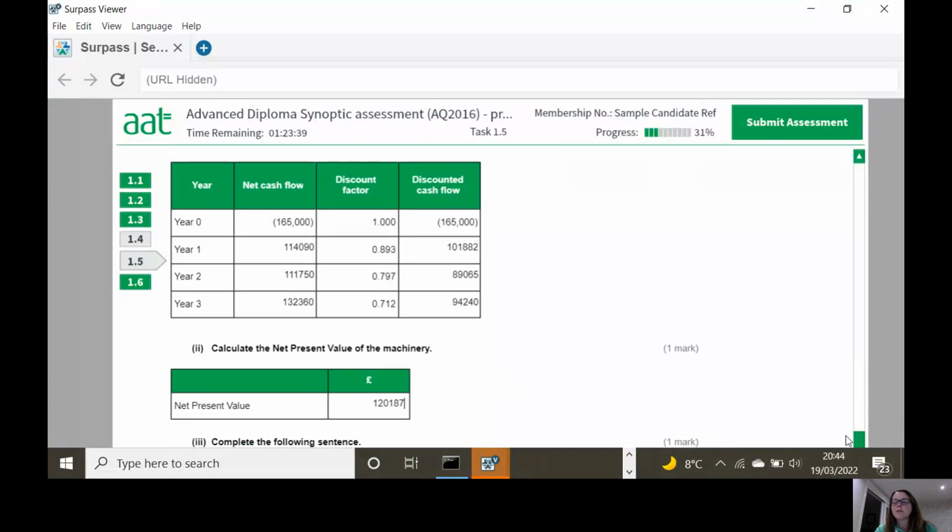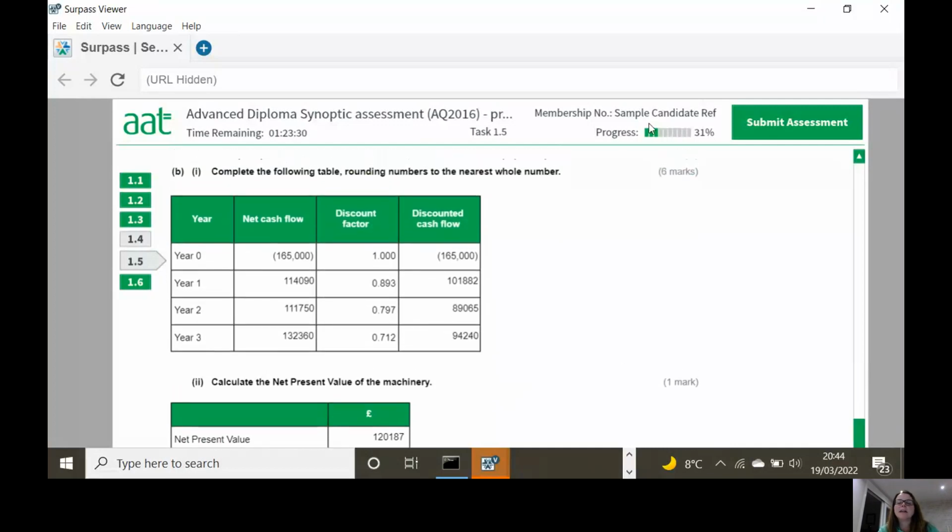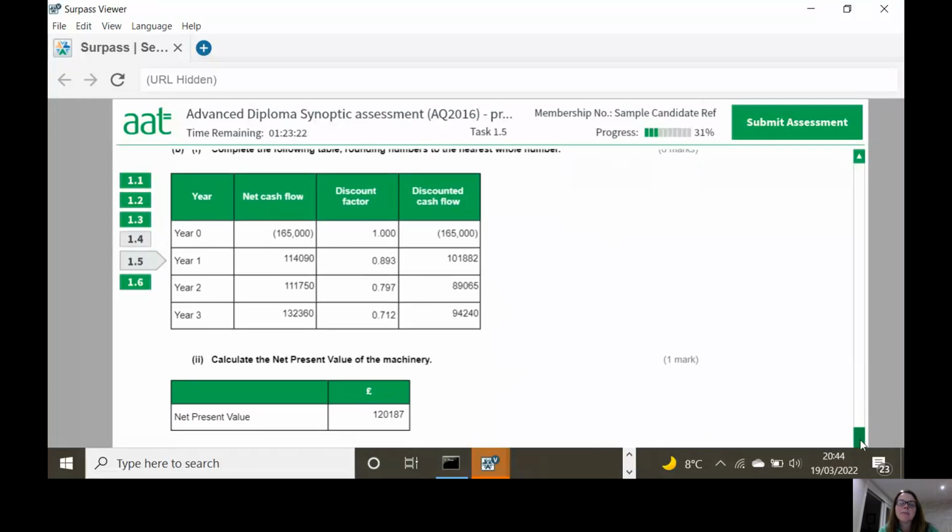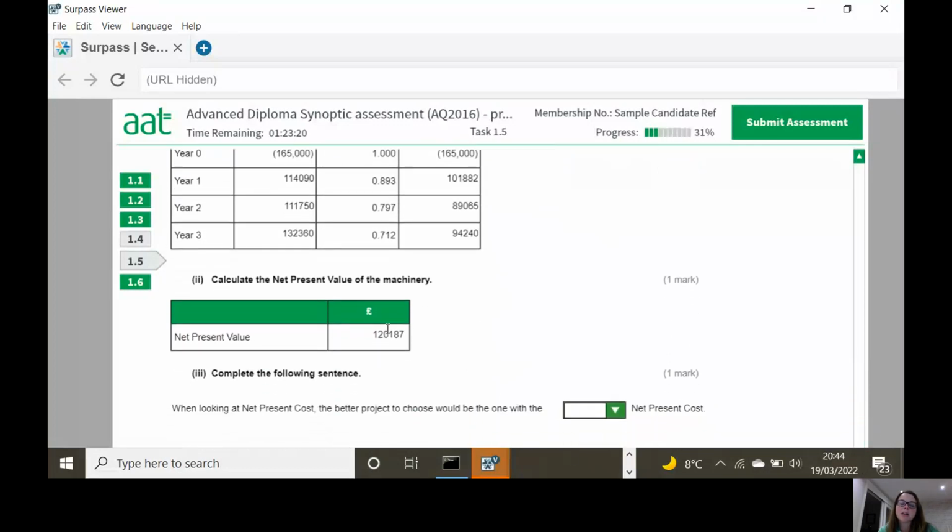So the correct answer is 120,187. Right, now incidentally, if you had done the same as me and done year 3 wrong, yes, you would have lost some marks here out of the 6. I don't know how many exactly, because there's more than 6 boxes to fill in, but you would have lost some marks there, admittedly. But then you would have got this mark correct because you would have done the right thing with the wrong number. All right, but obviously it's better we've now corrected it.